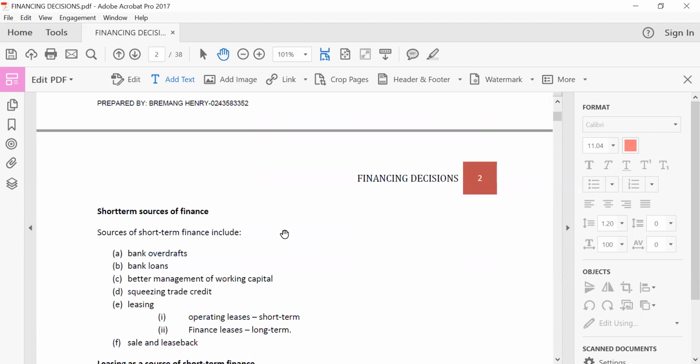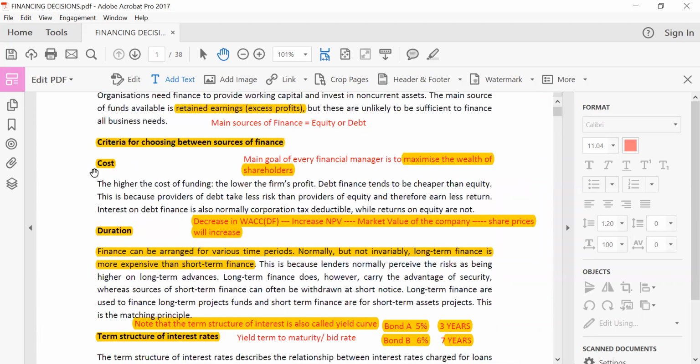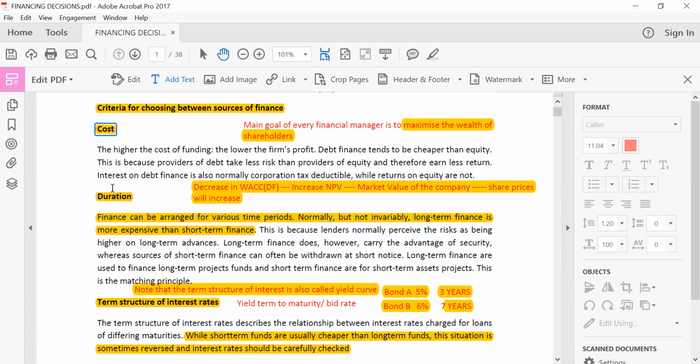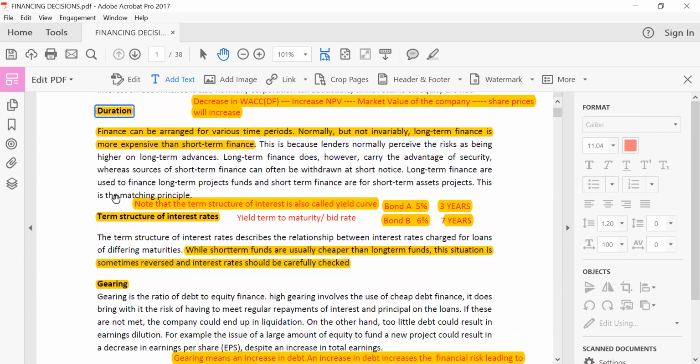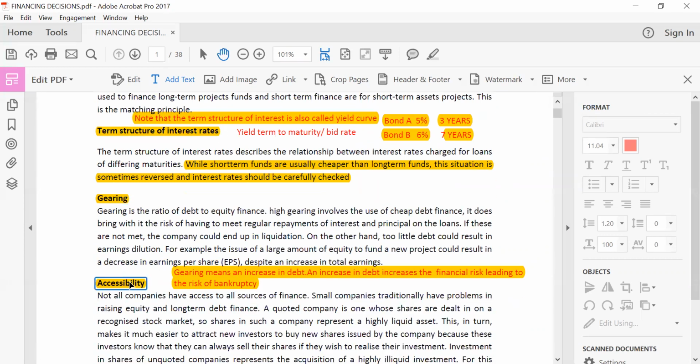You can read the explanation. So at the moment, we have looked at how many points. Cost was the first point. Second one, duration. Third, term structure of interest rates. Fourth, gearing. Fifth, accessibility, right?